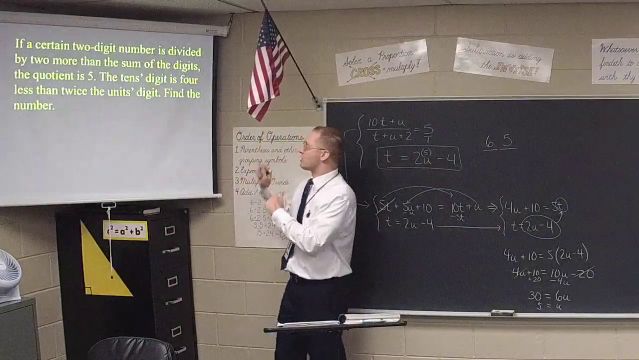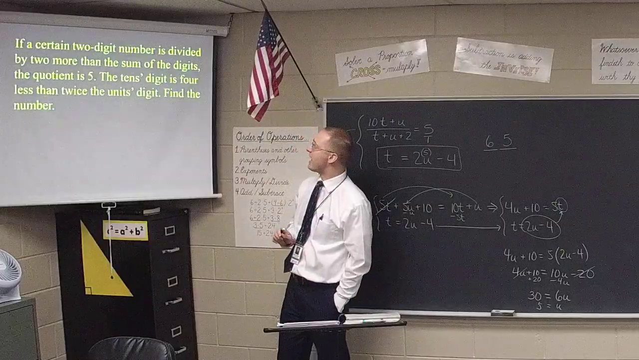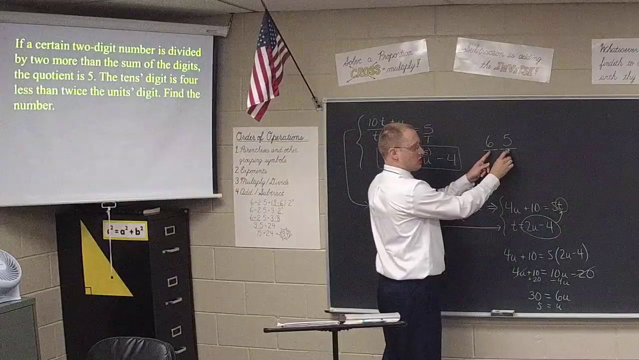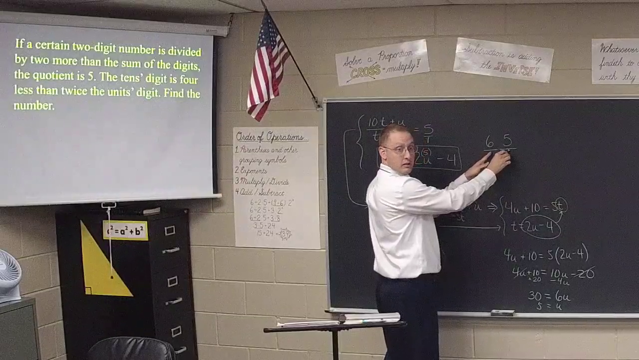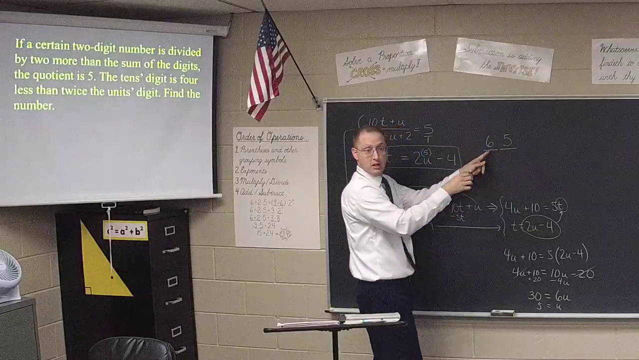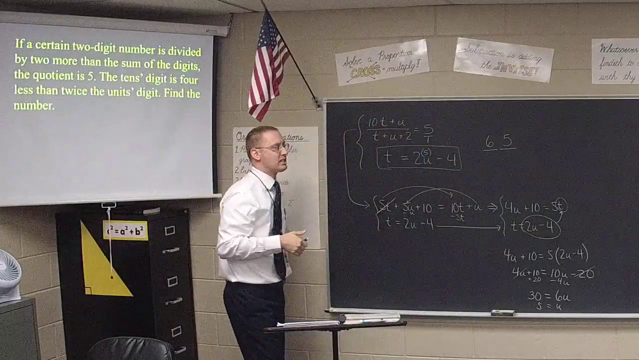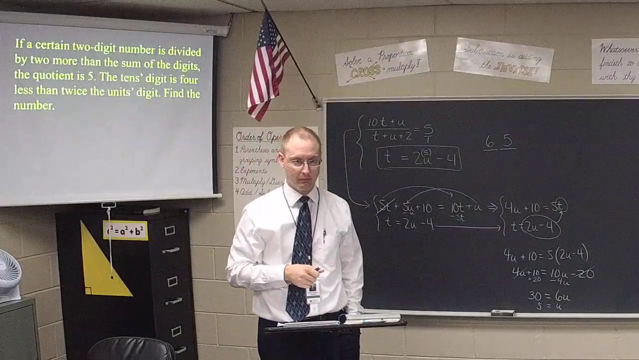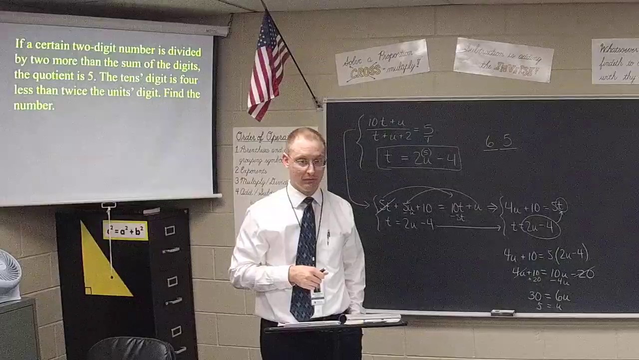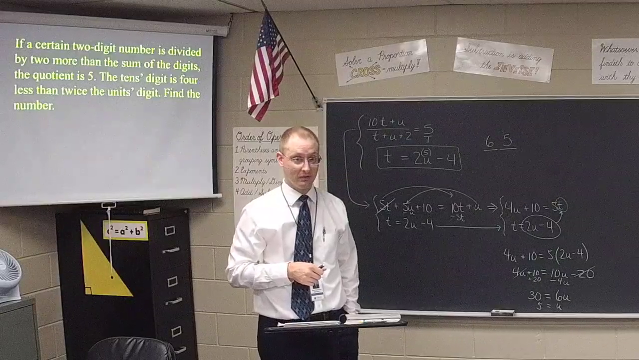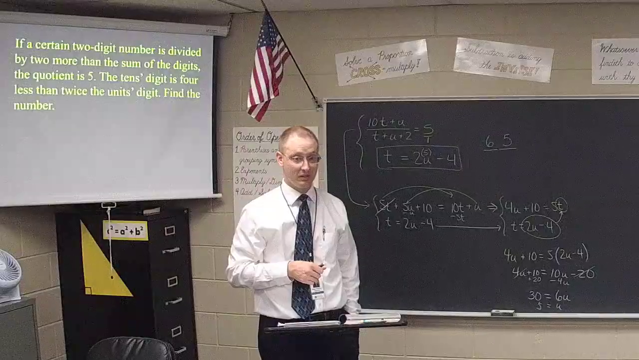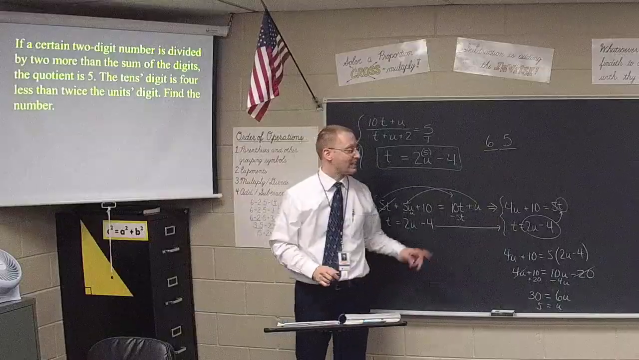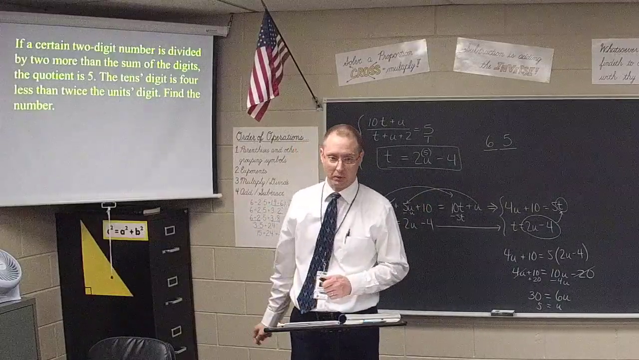But that first statement said that if the certain two-digit number is divided by 2 more than the sum of the digits, what is the sum of the digits, class? 11. 2 more than that would be 13. What would be 65 divided by 13? And that's what it said it would be. The quotient is 5, so it does indeed check out. Questions on this particular word problem?